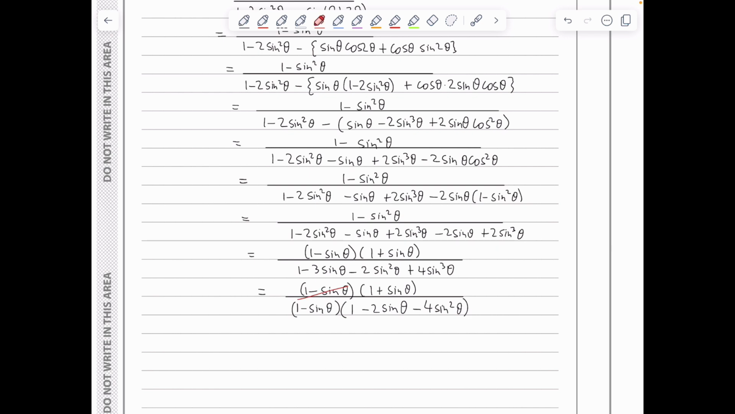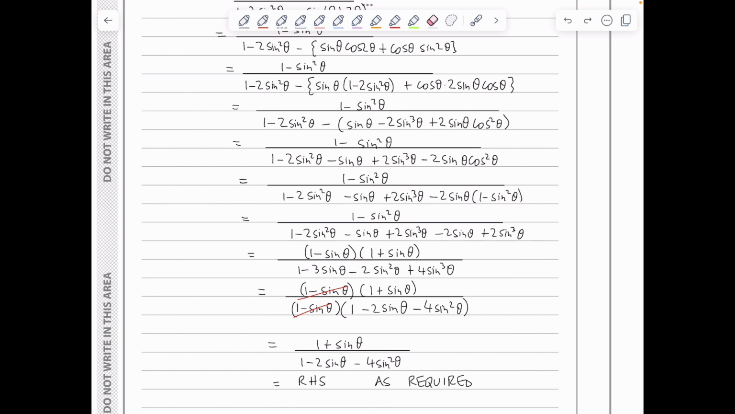So the 1 minus sine theta with the 1 minus sine theta cancels out, and I'm left with 1 plus sine theta over the 1 minus 2 sine theta minus 4 sine squared theta, which is exactly the right hand side as required.